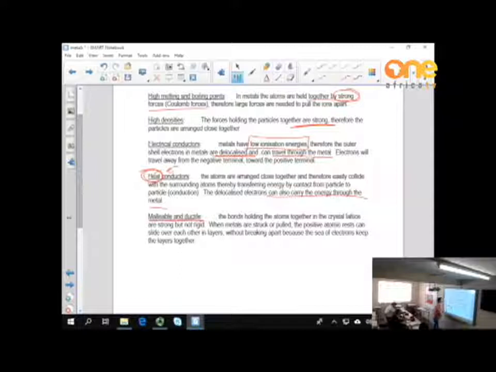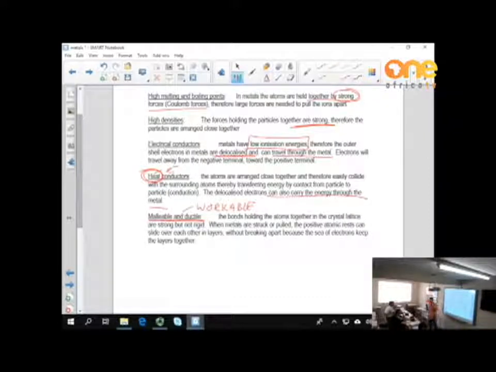The next property, malleability and ductility, they go together. The collective word for this is they are workable. Meaning you can hit it with a hammer, it won't shatter, but you'll hit a dent into it. It'll change shape. And you can pull metals into threads. We call those threads wires. All right. Now, why can this be done?